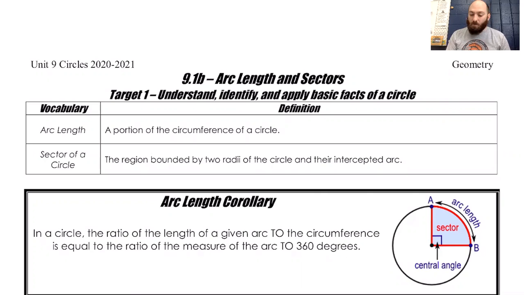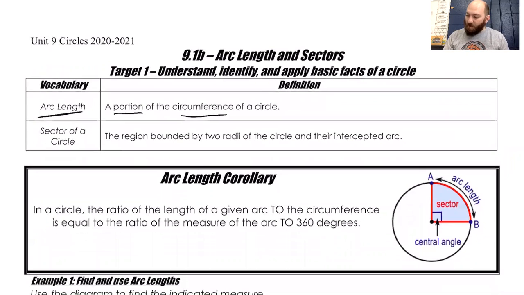Okay, so some new vocab. We got arc length. That is a portion of the circumference. So you kind of see it down here. That's what arc length is. If I look at the circumference, that's the entire way around the circle, whereas arc length is just this little portion right here. So if the whole thing was 20 feet, then that small portion might be 5 feet, something like that.